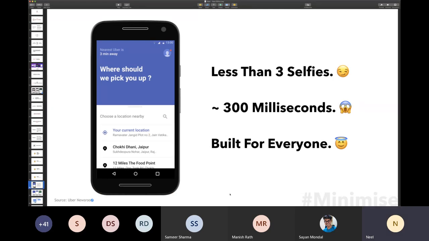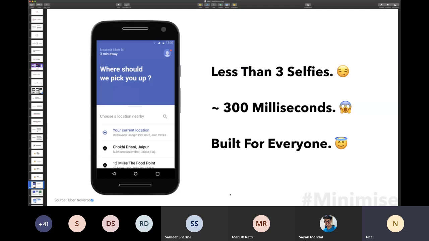This is a version of Uber that was designed and developed in India specifically for the Indian market, and later on was taken to other developing countries. The big difference between the Uber app that you use and the Uber Lite app is that while the standard Uber app is around 80 megabytes, this Uber Lite app is 1 MB. It takes around 300 milliseconds to load, and it's built for everyone. So even very low powered devices, which are 4 or 5 years old, can run this. There are no highly interactive maps and everything.